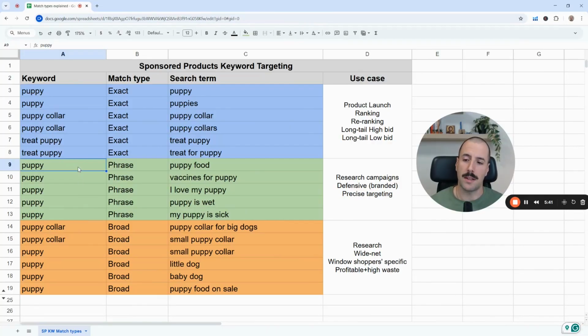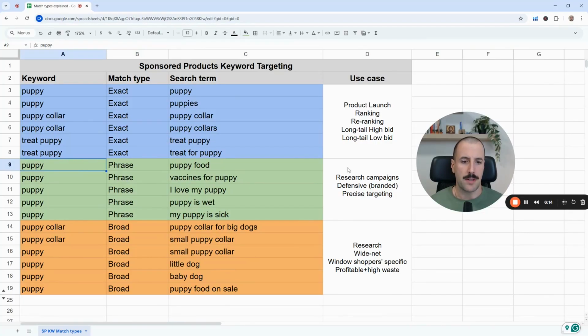Now I put that as an example just to be careful whenever you put a single word as a keyword in any match type. That can be an issue. So I usually tend to do at least 2 words, so you get something meaningful out of that, unless it's some heavy research campaign type in question. Phrase match campaigns can be, as mentioned, used for research campaigns.